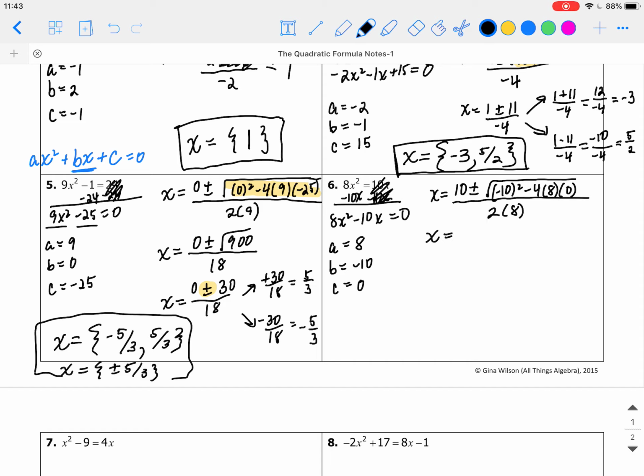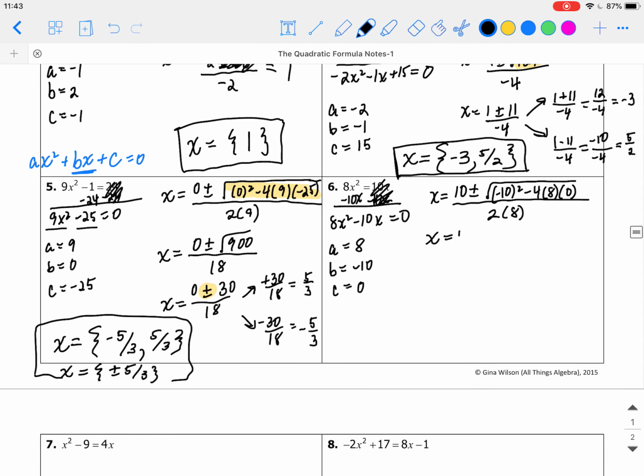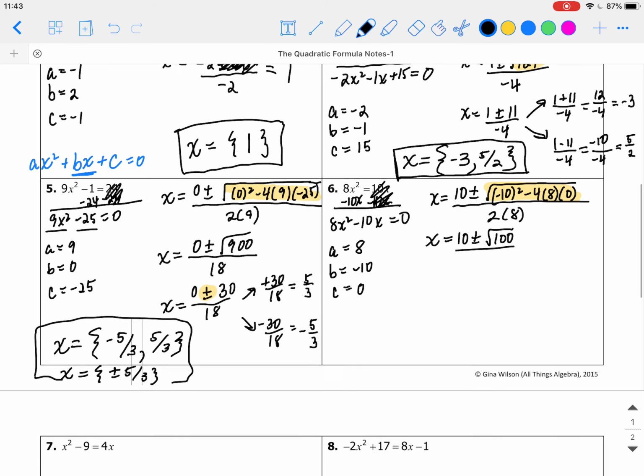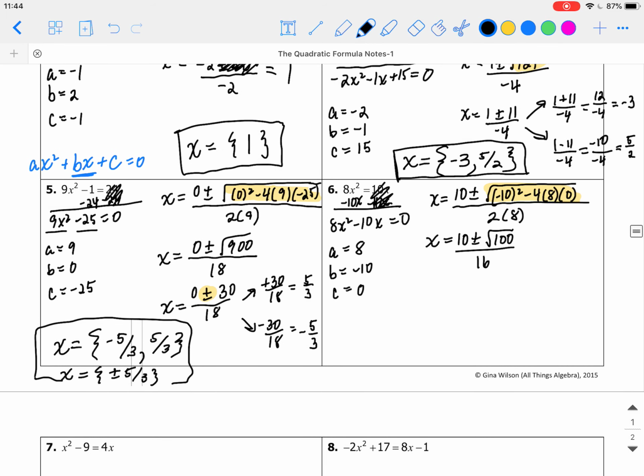All right, so I got x is equal to, I have 10 plus or minus, and everything that we have underneath this square root will simplify nicely to be, let's see, 100 minus 0, so that'll just be 100. All over, and 2 times 8 will give me 16. Okay, we know how to simplify what's underneath this radical. The square root of 100 is perfect, so that will simplify to be 10. So again, I had 10 plus or minus 10 all over 16.